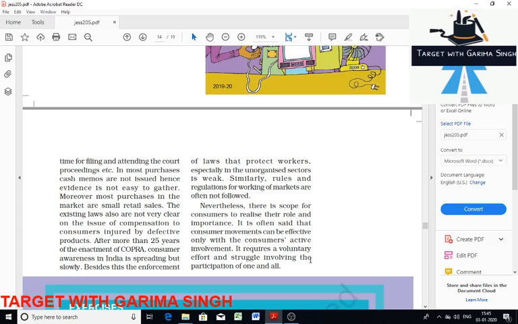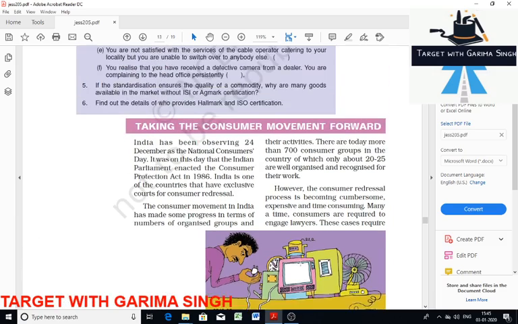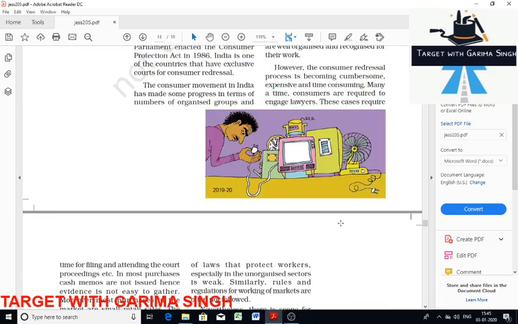Then enforcement of laws that protect workers, especially in the organized sector, is weak. Then rules and regulations for the working of markets are often not followed. So these are the demerits of the consumer redressal process.